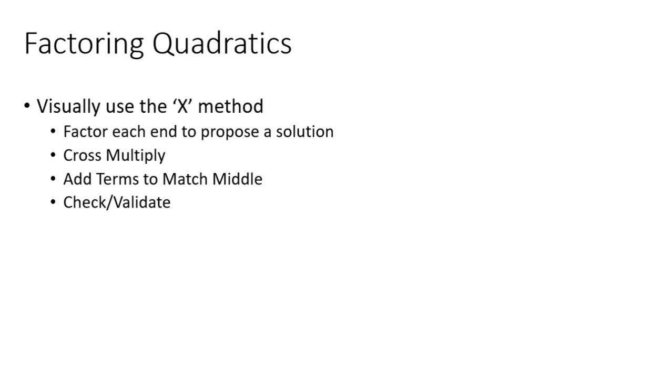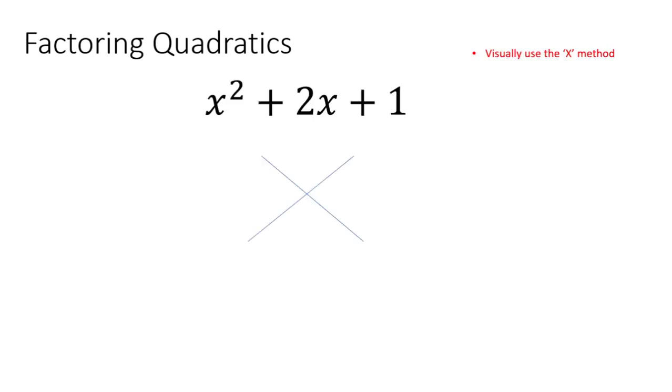So within the X method, there are 4 steps that you need to follow each time. You need to factor each end of the quadratic, which essentially then proposes a solution. You then need to cross multiply, add your terms to match the middle term, and check, validate. And we'll see what all this means pretty quickly and pretty simply here in just a minute.